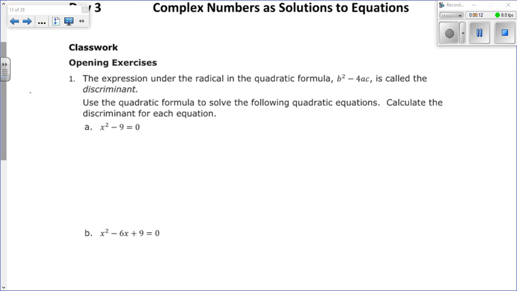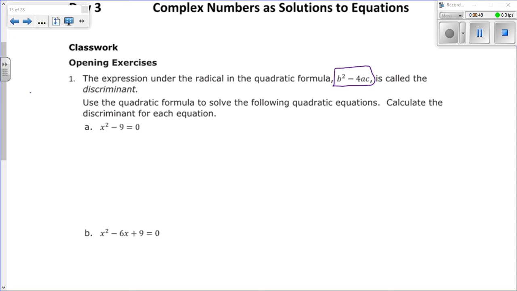So today we're going to be talking a little bit about using the quadratic formula and that value that's underneath the radical. The expression under the radical in the quadratic formula, which is the b squared minus 4ac, is called the discriminant. And the discriminant is used for many different things, and it tells us some things about our graph, and that's what we're going to be talking about today. So we're going to use the quadratic formula to solve the following equations and then calculate the discriminant for each equation.